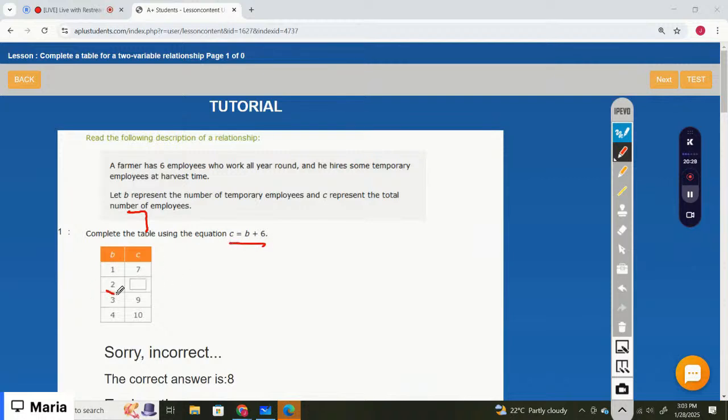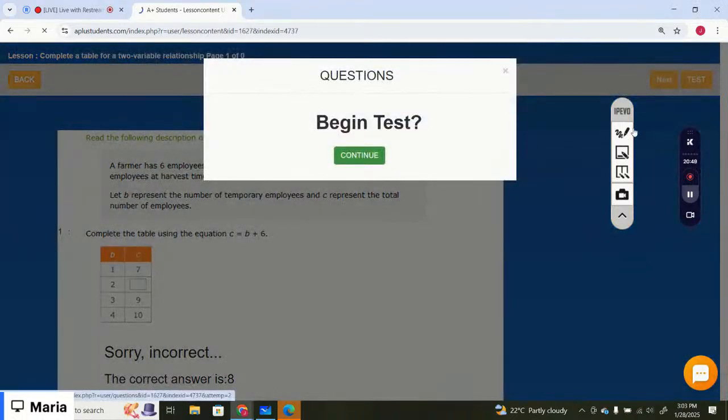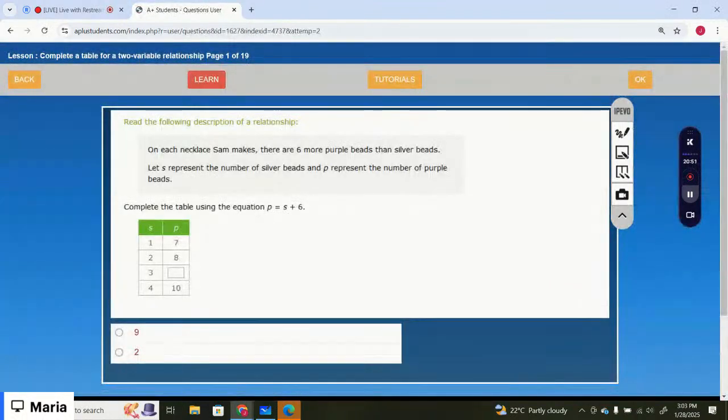You need to calculate the value of C when B equals 2. So just replace B equals 2 in the equation. So when B equals 2, C equals 8. The correct option is 8. Let's just start with the test questions.